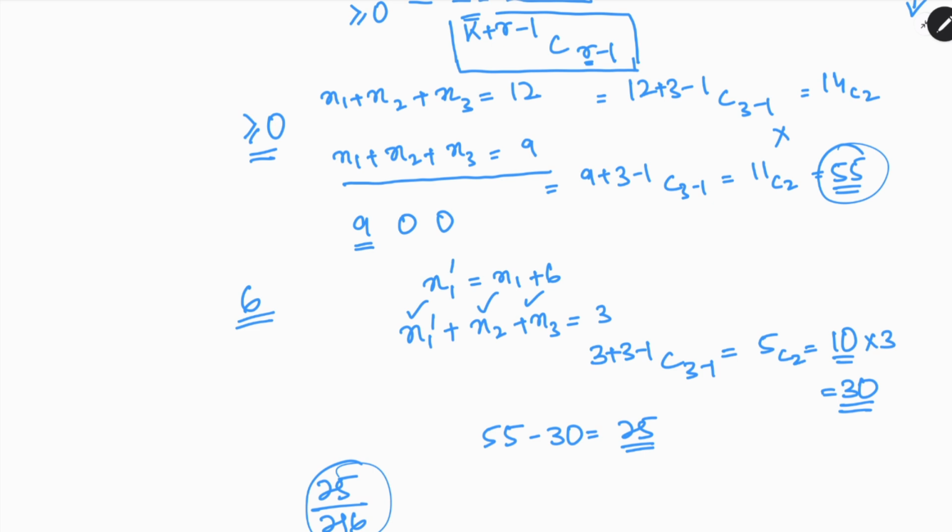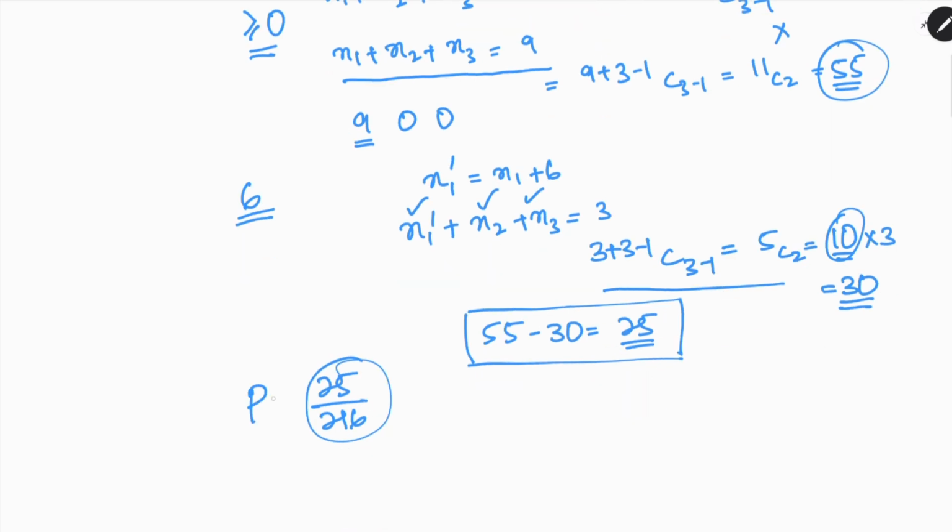So what we did was we subtracted 6 from one dice, and then we did it for all the 3 dice. So when we did it for one die, we got x1 dash plus x2 plus x3 as 3. So from this we got 10 cases for each die, and since we had 3 dice, we multiplied it by 3, so we got 30 cases. So in total we have 55 minus 30, that is 25 legal cases. So the probability is that if we throw 3 dice, we'll have 25 cases in which we'll get 12, out of 216 cases, so that is equal to 25 by 216, our final probability.